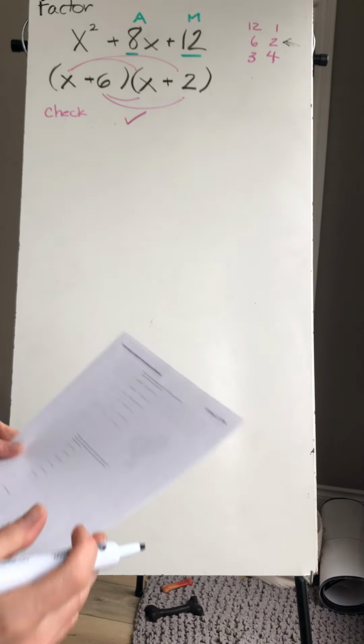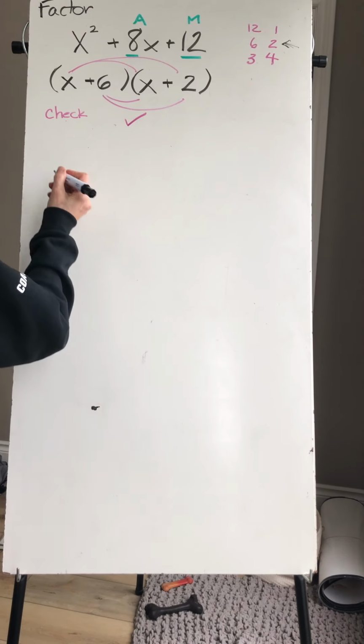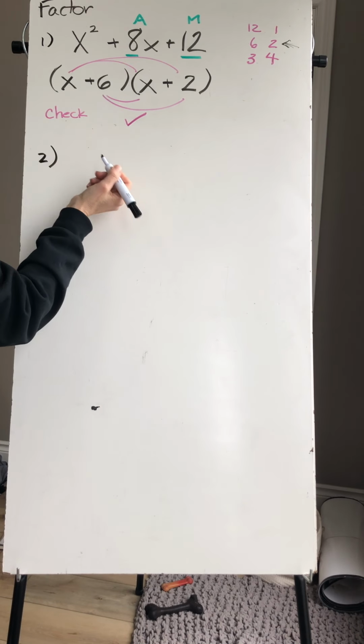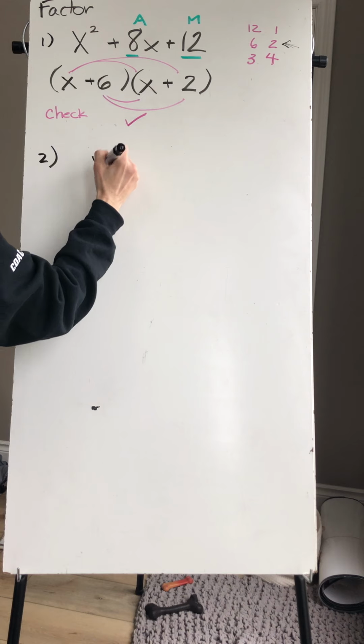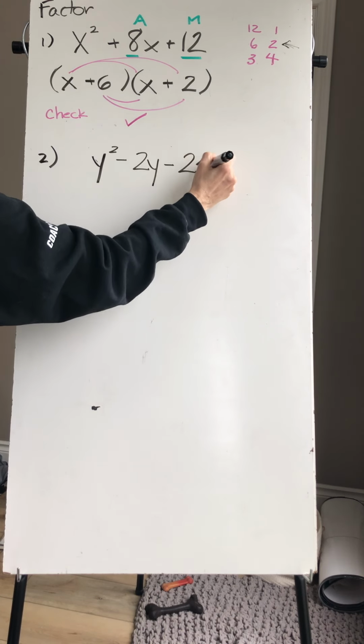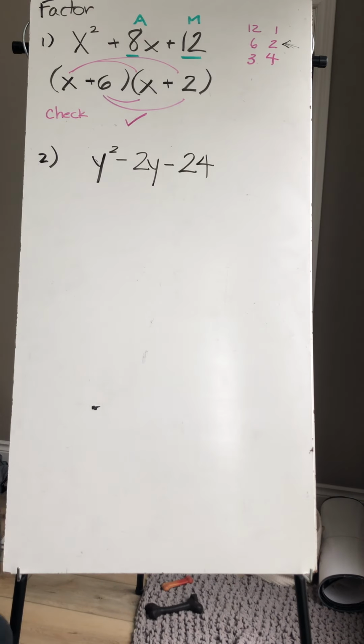We could get into ones that are a little trickier. Here's another one, so we'll call that number 1. Number 2, let's try y squared minus 2y minus 24. Okay, so we've got negatives that we're going to deal with here.